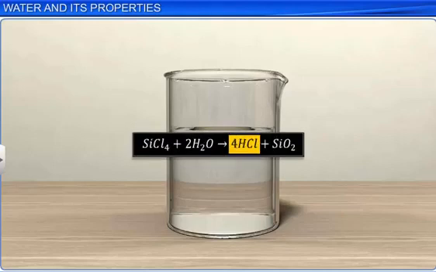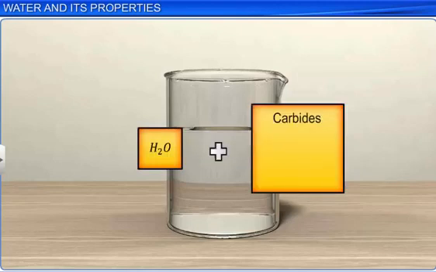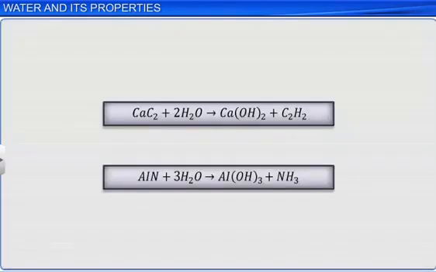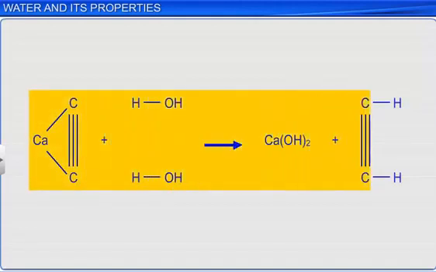Water also hydrolyzes the carbides, hydrides and nitrides of some metals. For example, it hydrolyzes both calcium carbide and aluminium nitride to give ethine and ammonia respectively. The reactions that take place are: calcium carbide reacts with water to give calcium hydroxide and ethine. Water reacts with aluminium nitride to give aluminium hydroxide and ammonia.